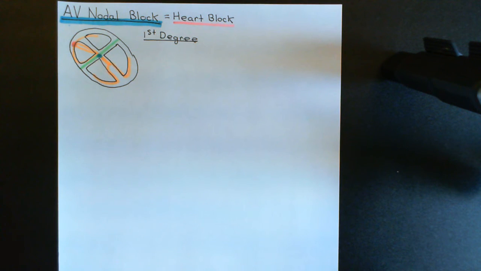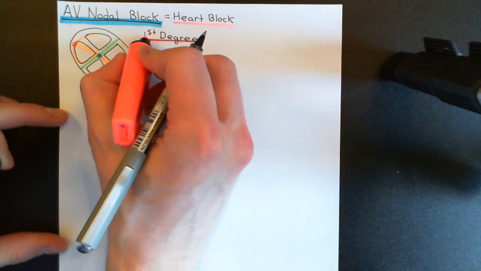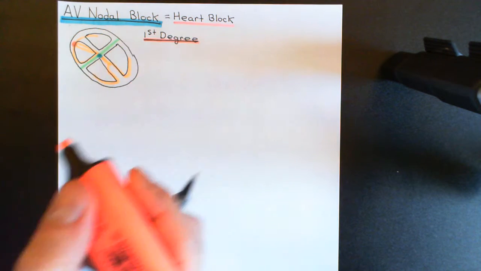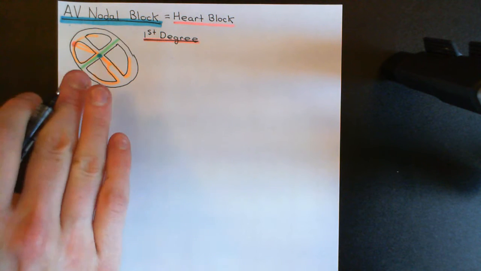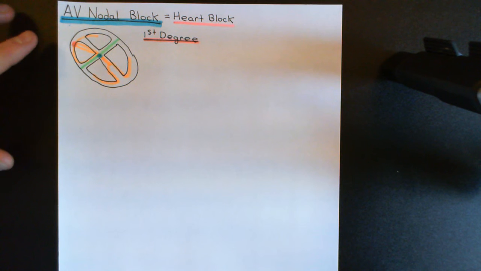So what goes wrong in first degree AV nodal block? Well, very little really. It's not particularly severe. What happens is the AV node takes longer to conduct action potentials from the atrial side to the ventricular side, and that's it. That's what happens in first degree node block.